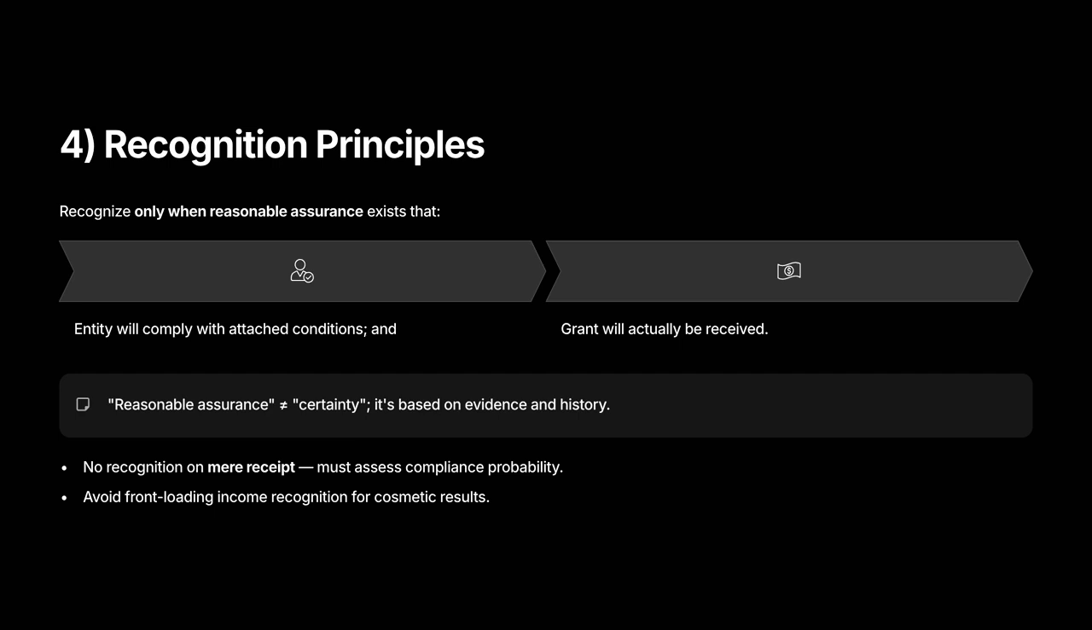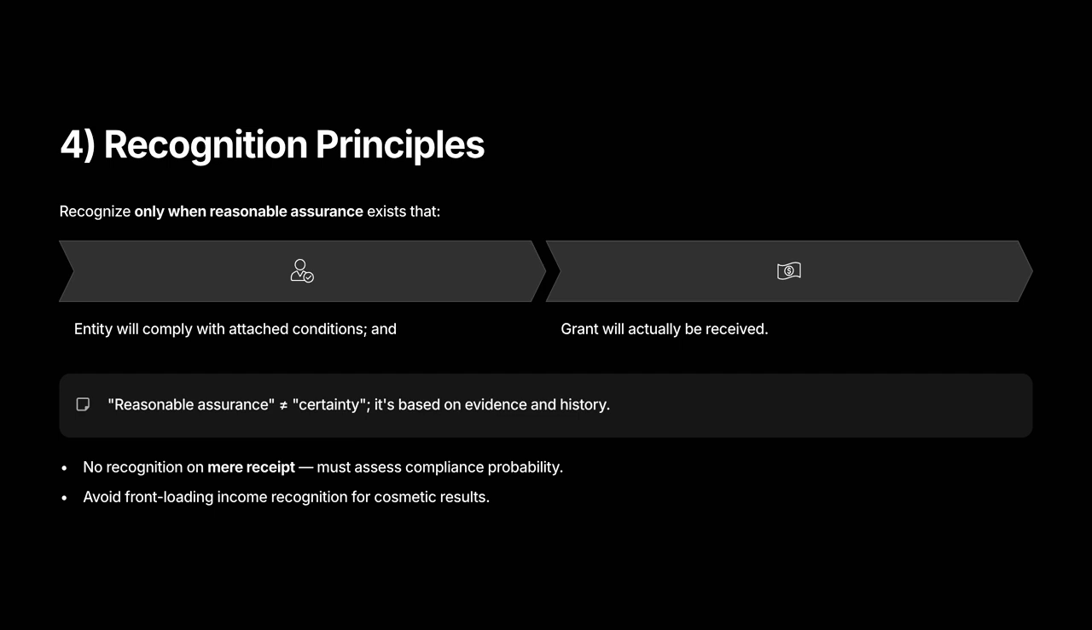Recognition principles. Here's the golden rule. Recognize a government grant only when there is reasonable assurance that two things are true. First, that your company will meet the attached conditions. And second, that the grant will actually be received.